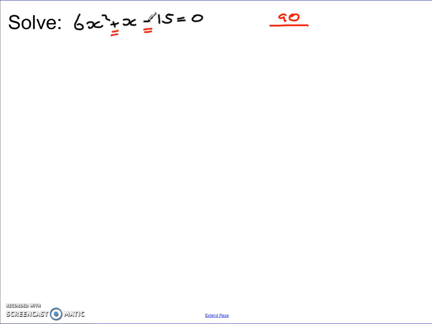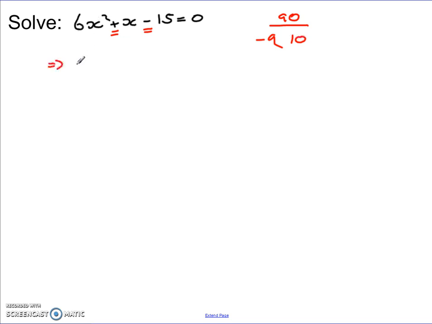So they multiply to give me a negative, which means one of the two numbers is negative, but because they add to give me a positive, I know that the bigger of the two numbers is going to be the positive one. So the pair of factors that multiply to give me 90 and add to give me 1 would be 9 and 10, but remember one of them is negative, so that's negative 9 plus 10 gives you the 1.